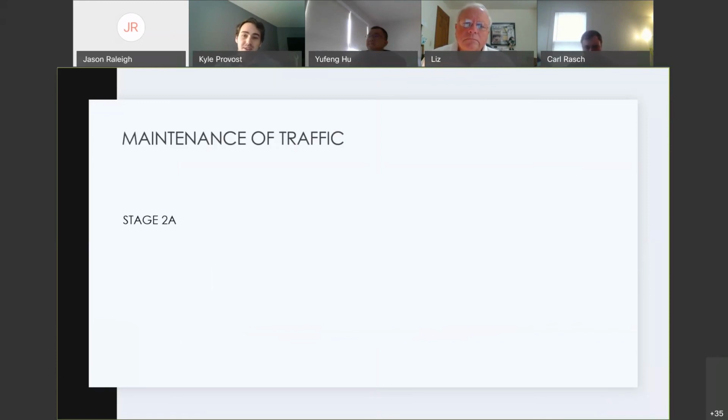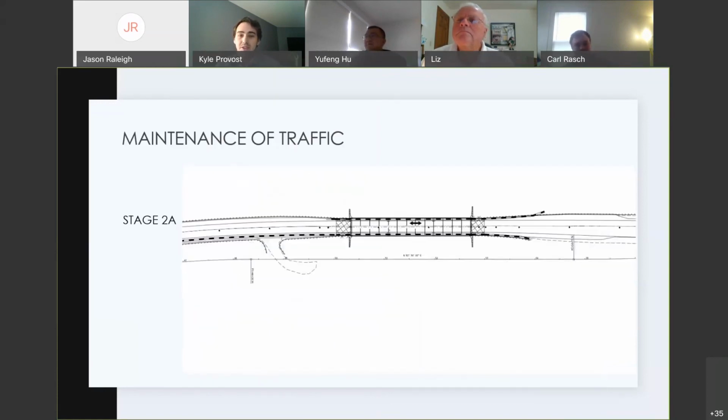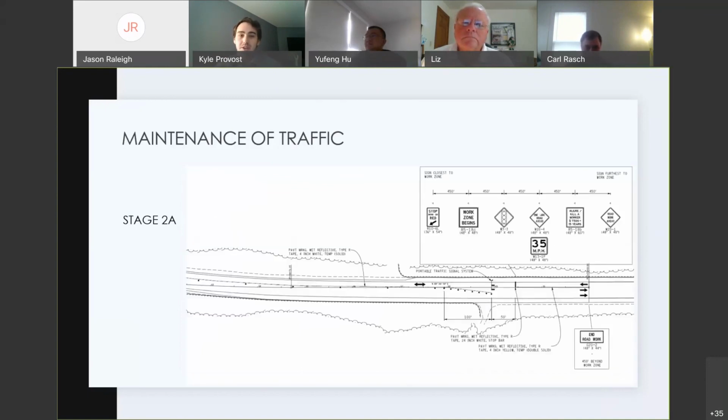Stage 2A is necessary for connecting the new eastbound lane to existing. Temporary signals are placed at each end of the connections, and all traffic will be directed onto the existing westbound lane. Thus, the signals will help direct one-way traffic and avoid collisions. Barrels and temporary pavement markings will guide users through the work zone.